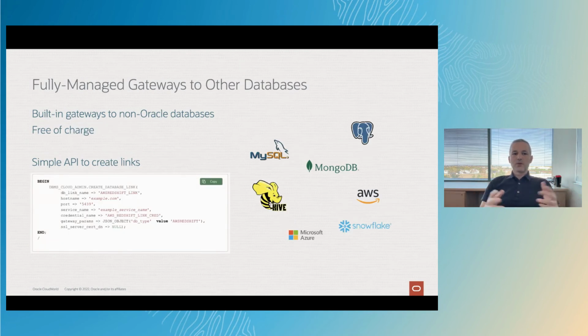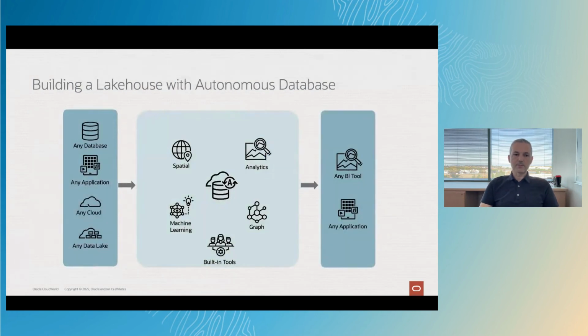Autonomous Database also provides fully managed gateways. So if you have data residing in other relational databases like MySQL, PostgreSQL, MongoDB, Snowflake, Redshift, Azure SQL Server, and many others, you don't need to install anything to access these databases. By calling a simple API, as shown in this example, you can create a link to any of these databases, and you can use this link to pull in data from these sources, or you can even push data from Autonomous Database to any of these relational databases.